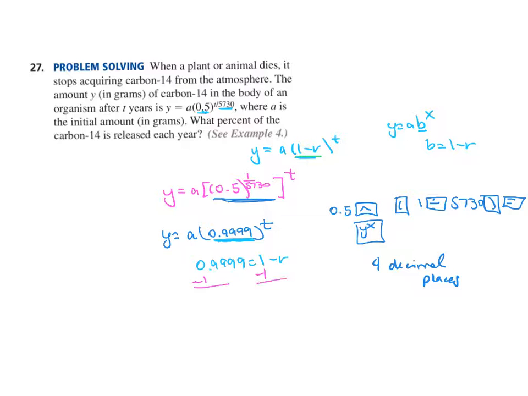So subtract 1 from both sides. We find that's negative 0.0001 equals negative r. Divide by negative 1. You would get 0.0001 equals r. Multiply by 100, and so you find that the rate is 0.01% in this case.